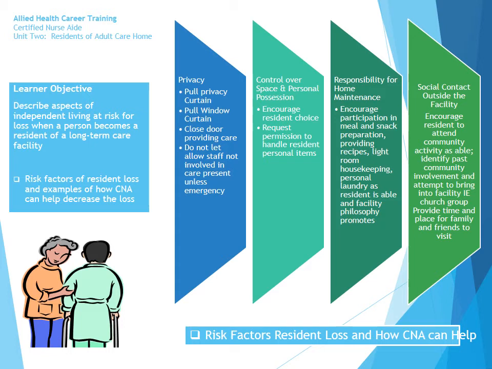So some responsibility for home maintenance: you can encourage participation in meal and snack preparation if the resident is able to. They can provide recipes for you and tell you whatever they want to eat if you want to do an activity. You can do some light room housekeeping or they can do that. You can have them help you make their bed. Some people really like to do that and that's going to help them feel useful. Personal laundry, as a resident is able and the facility philosophy promotes. So say a resident really, really likes to do their own laundry and you're able to do that at your facility. See what you can do to help them and encourage that.